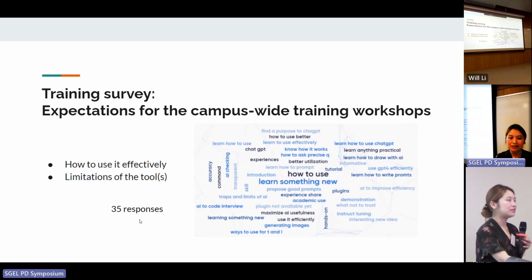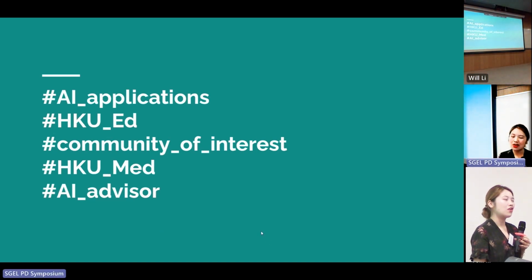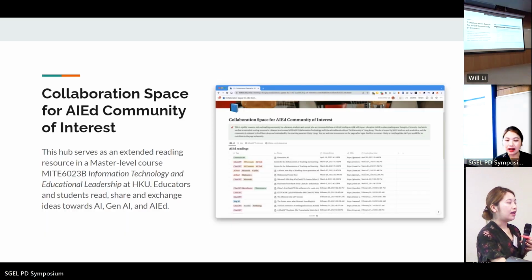We also asked the participants about their expectations for the training workshops. So basically 2 things: how to use it effectively and the limitations of the tools. Well, here I try to use the hashtags: AI applications, Hong Kong U Ed for education, community of interest, Hong Kong U Med for medicine, and AI advisors.